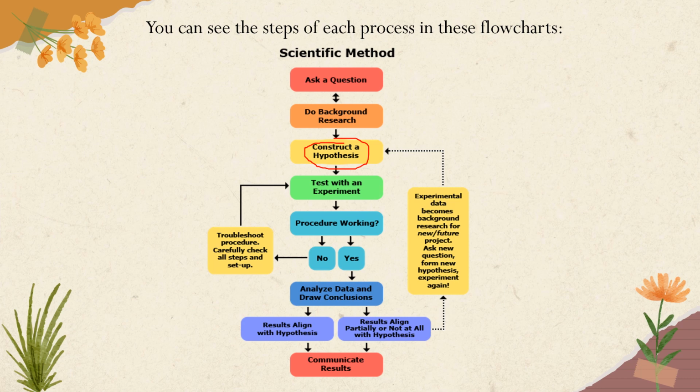If the results do not align with the hypothesis, then once again go back and perform the experiment, so that the experimented data becomes background research for a new project. Ask a new question, form a new hypothesis, and continue again and come back to this process. Test the new hypothesis with the experiment. If it aligns with the hypothesis, fine, communicate the results. What is already existing, we are taking and constructing a hypothesis. This is very important. Now, after testing the experiment, if the procedure is not working, troubleshoot, carefully check all the setups and the steps. Okay. So this is the scientific method.